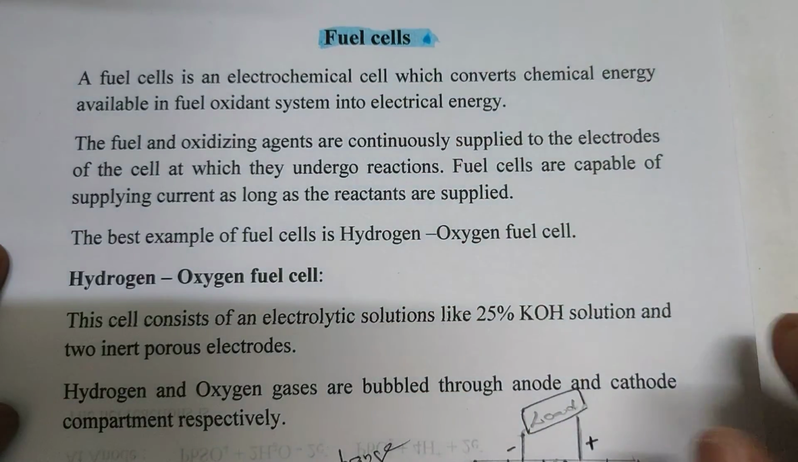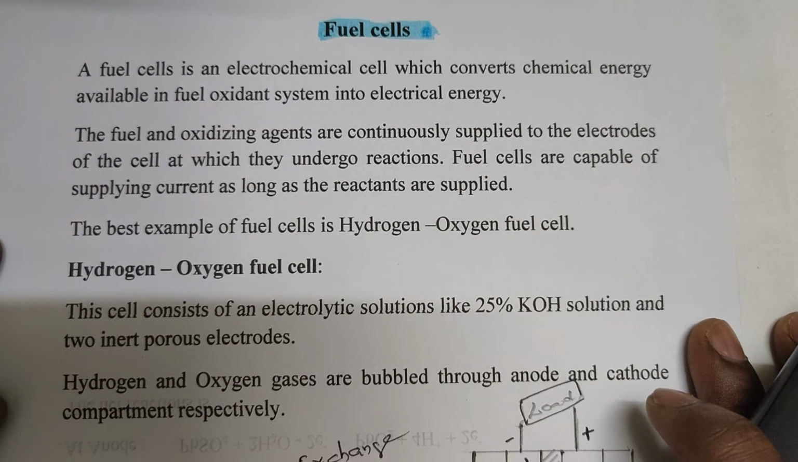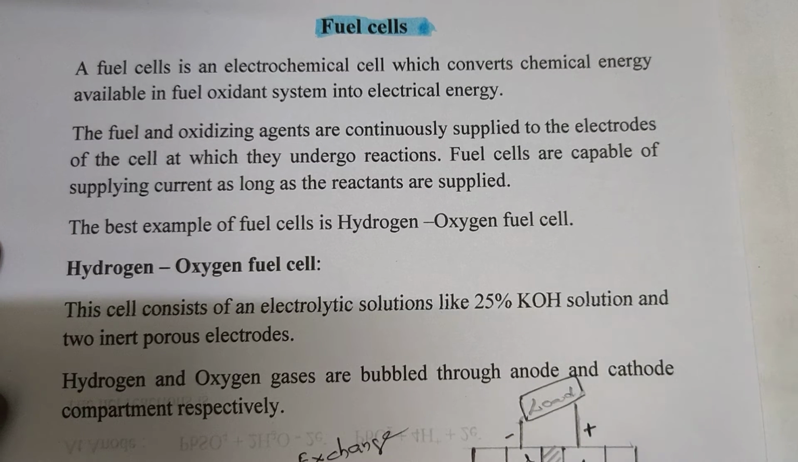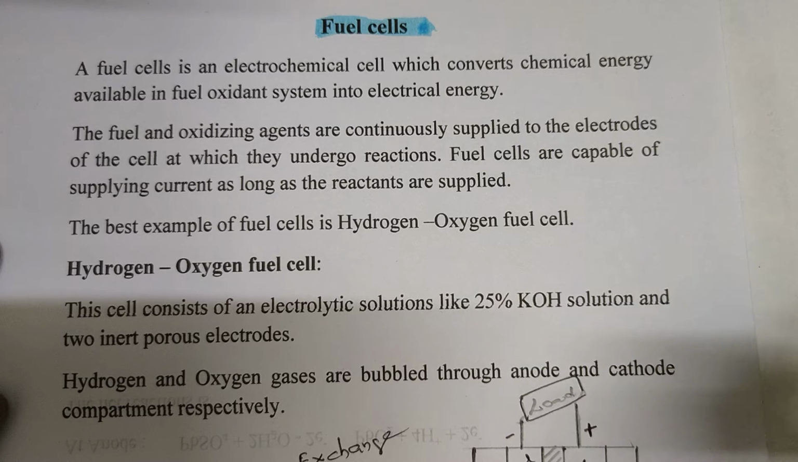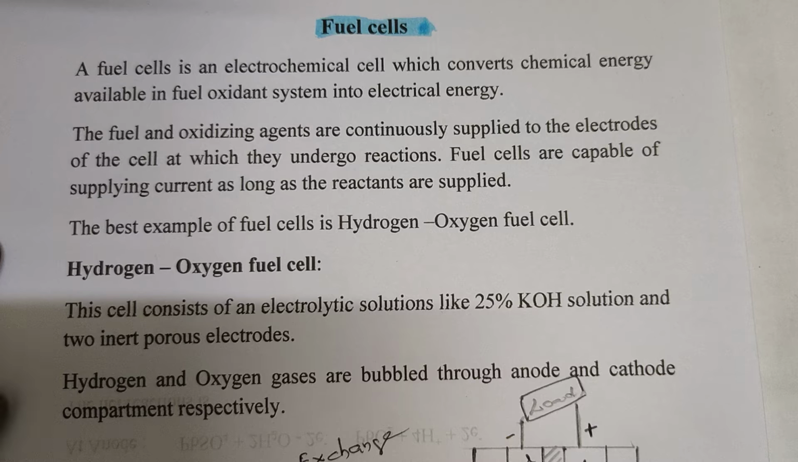A fuel cell is an electrochemical cell which converts chemical energy available in a fuel oxidant system into electrical energy. A fuel cell is an electrochemical cell like a galvanic cell, in which the fuel containing chemical energy is converted into electrical energy as long as the fuel is supplied. As long as the fuel is supplied, the fuel containing chemical energy is completely converted into electrical energy.